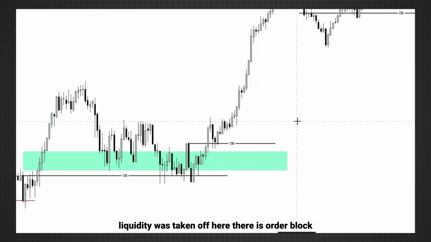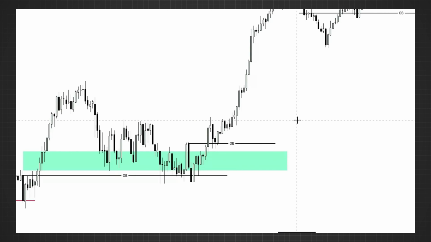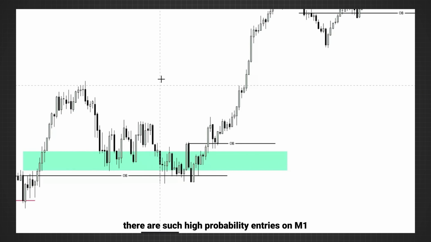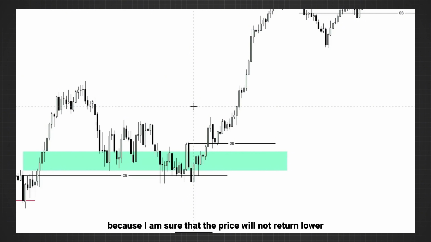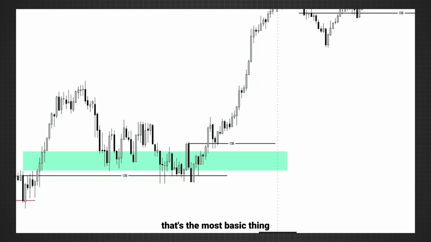There is an order block. The structure was broken through, and then it was rolled back to the order block. And when there is such a cluster of elements, that's why there are such high probability entries on M1 from order flow, because I am sure that the price will not return lower. That's the most basic thing.